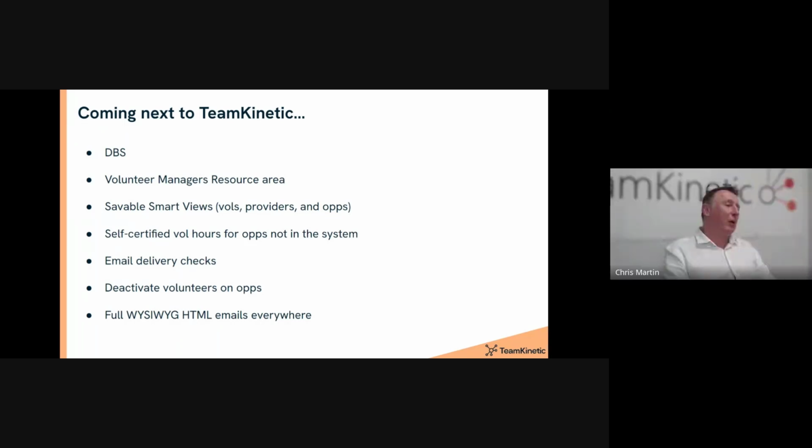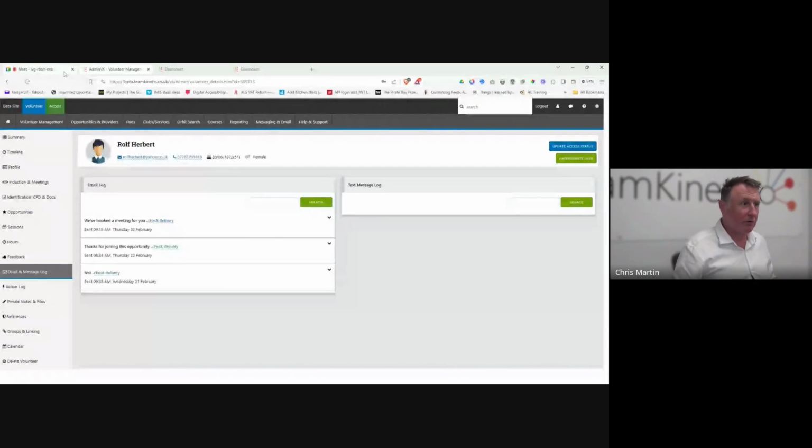We are about to enable email delivery checks, and I know this is something that has been asked for. We get more support tickets about email than probably anything else in the system, where volunteer managers sometimes aren't sure if an email has been received by a volunteer or if there's an issue with a volunteer receiving an email. So again, Rolf, if you'd like to talk a little bit about how that's going to work.